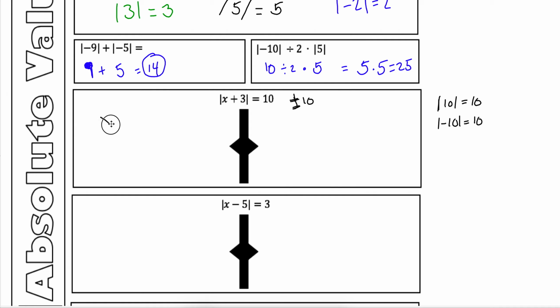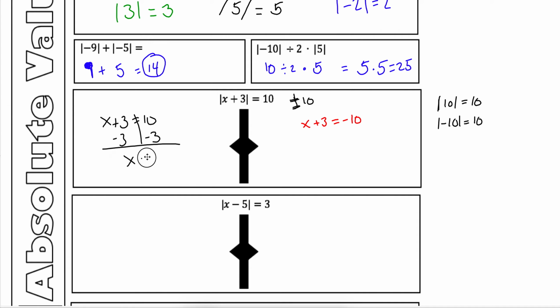So we want to know when x plus 3 equals 10, and we also want to know when x plus 3 equals negative 10, because it could be either one. So let's solve. We subtract 3 from both sides.